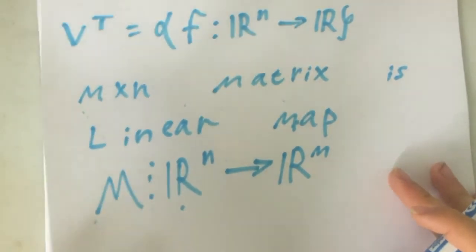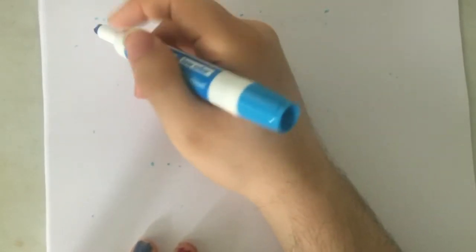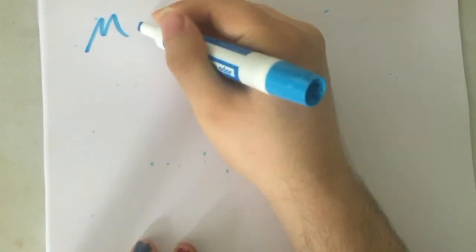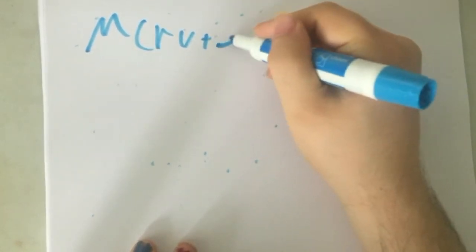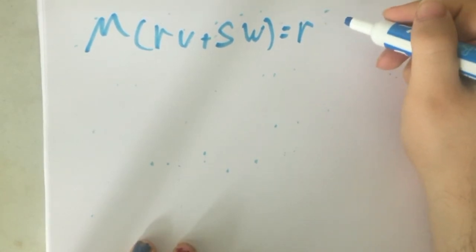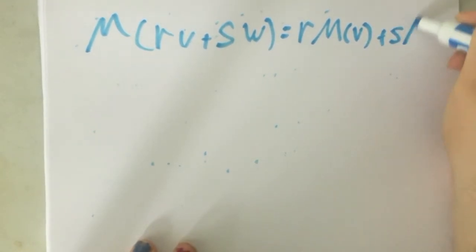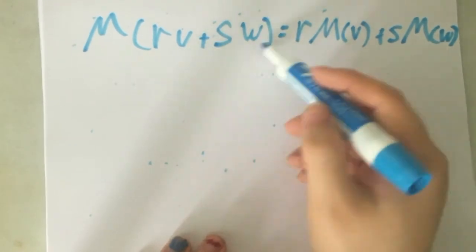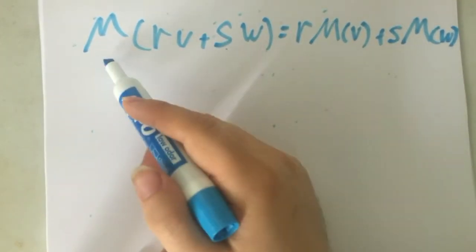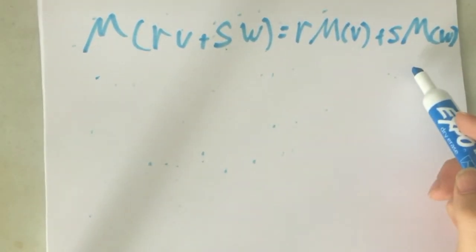And just to remind you, a linear map just means that if you have something like M of (rv plus sw), this will be equal to r M v plus s M w, where v and w are vectors, r and s are scalars, and M is the matrix. So that's just what a linear map means. It preserves the structure of the vector space.